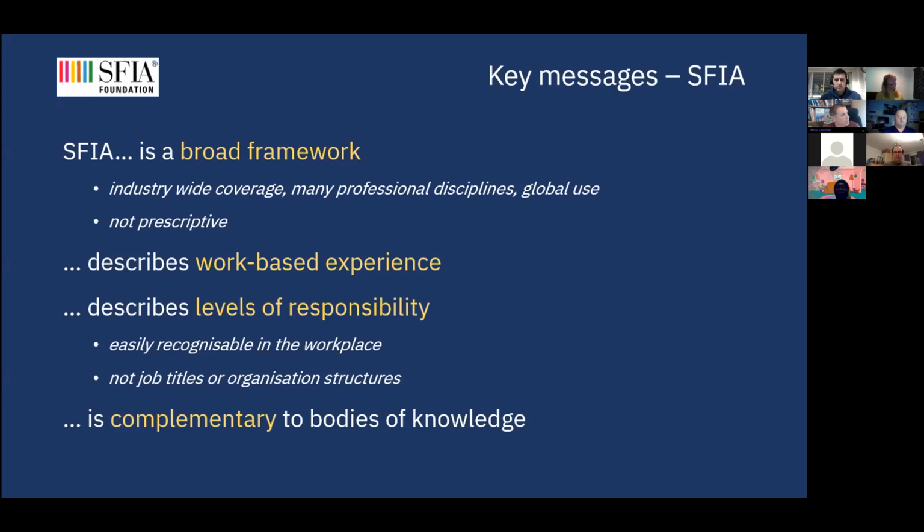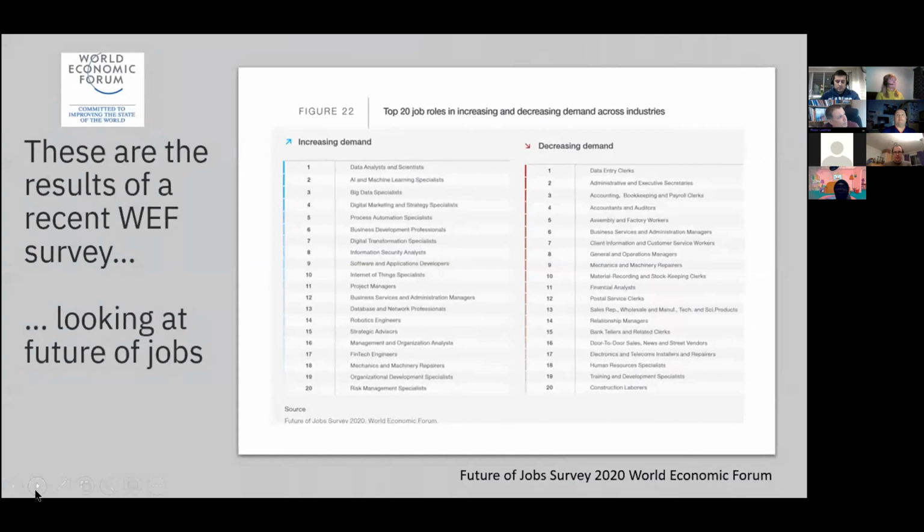Now, one way of thinking about the broad coverage of Sophia, and this is a little bit anecdotal, this one, but just before Christmas I came across this survey, which was from the World Economic Forum, and they were, I'm sure you've seen things like this before, forecasting what future jobs might look like. And they came up with this top 20 roles, the ones that were increasing, and the top 20 that might be decreasing.